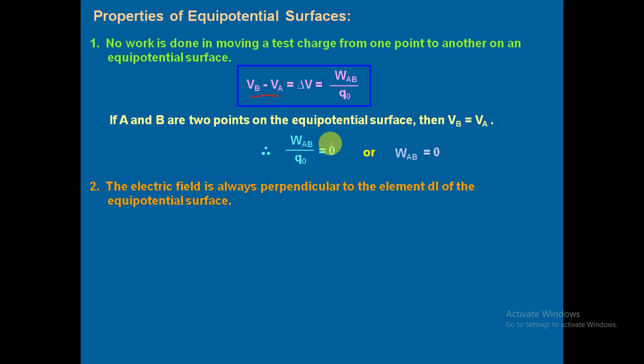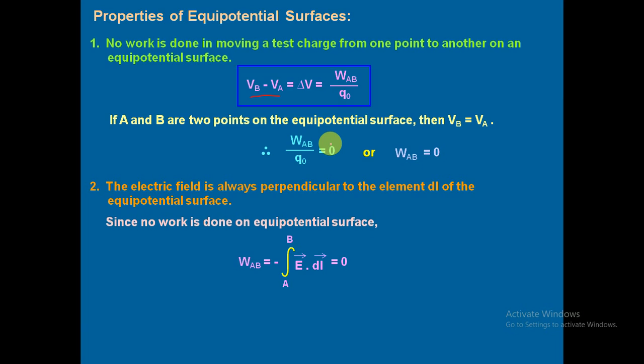Now let us see the second property. The electric field is always perpendicular to the element dl of the equipotential surface. Or in other words, we can say electric field lines are always perpendicular to the equipotential surface. As we know that no work is done on an equipotential surface.